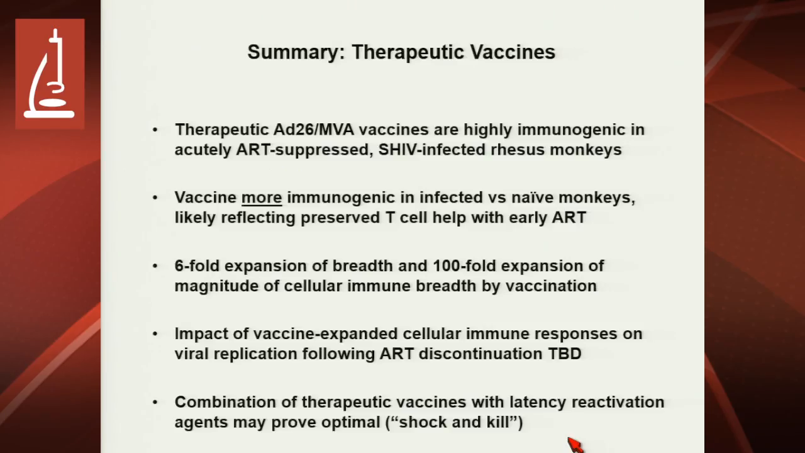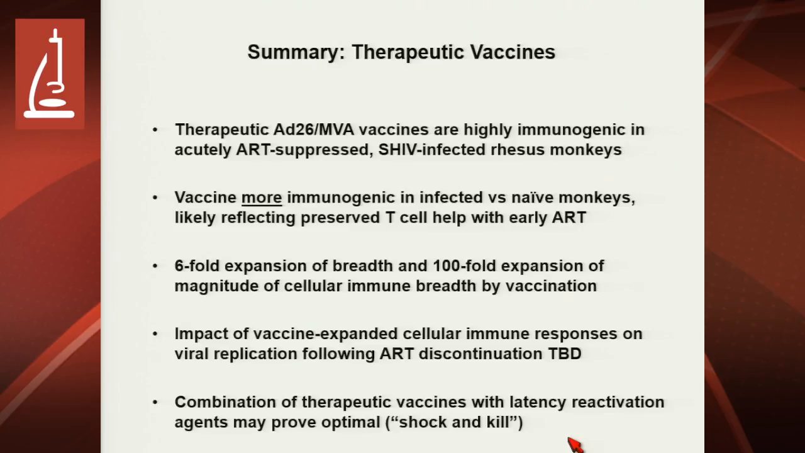So, to briefly summarize this part of my talk, therapeutic Ad26 MVA vaccines are highly immunogenic in acutely ART-suppressed SIV-infected rhesus monkeys. The vaccine is substantially more immunogenic in the infected animals compared with our prior experience in naive animals, likely representing preserved T-cell help with early ART. We don't believe that it's expanding previously primed responses because these responses really were not primed by the virus. They're really primed de novo by the vaccine itself.